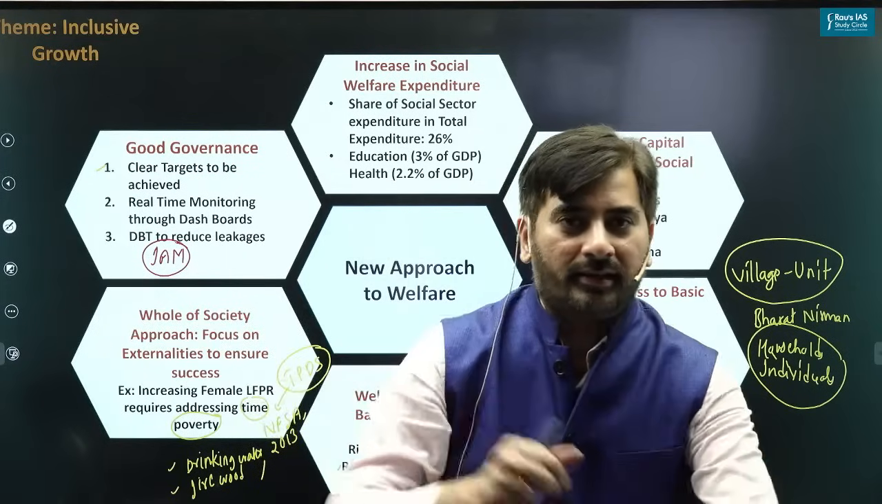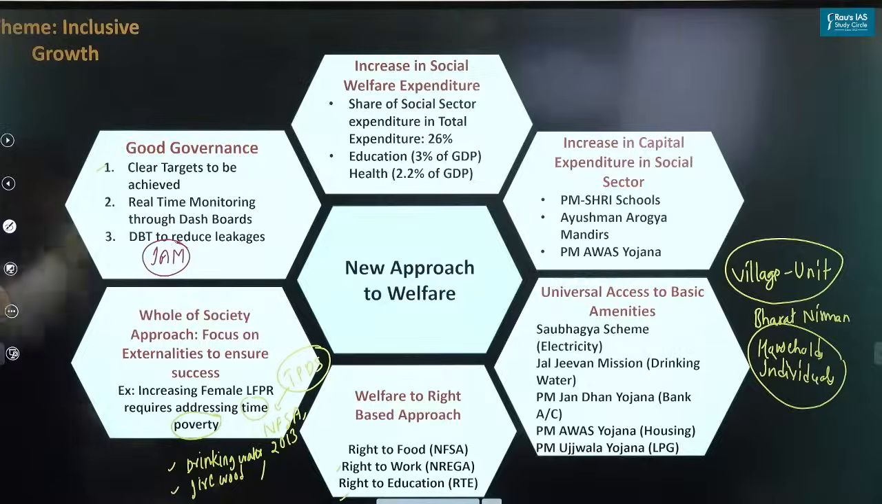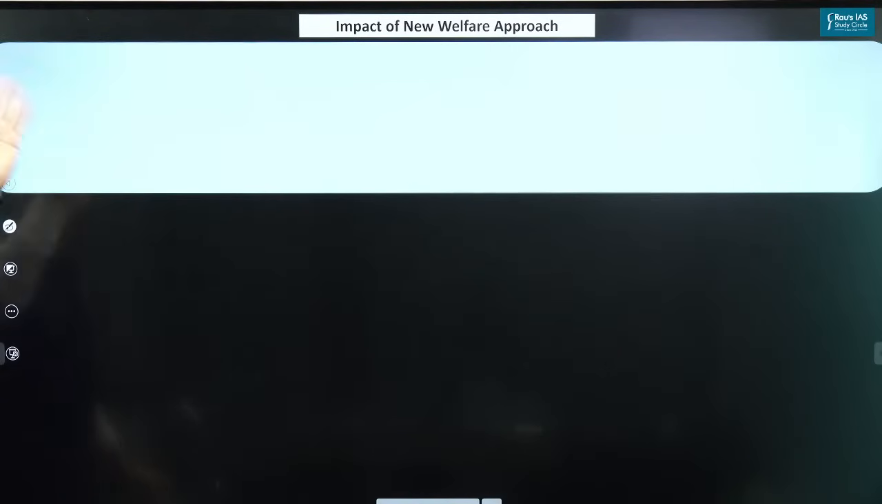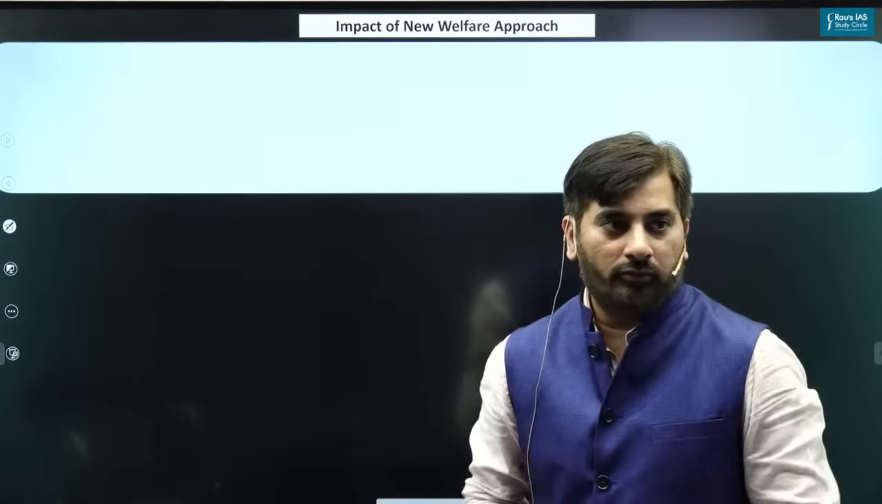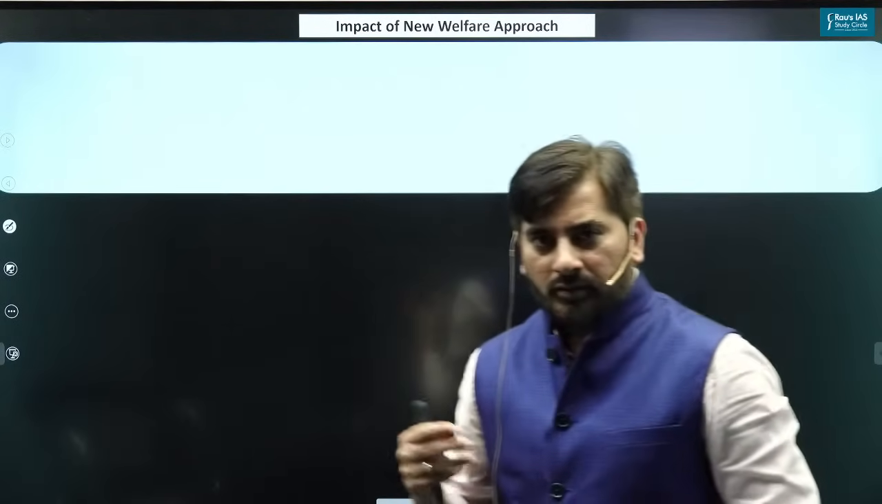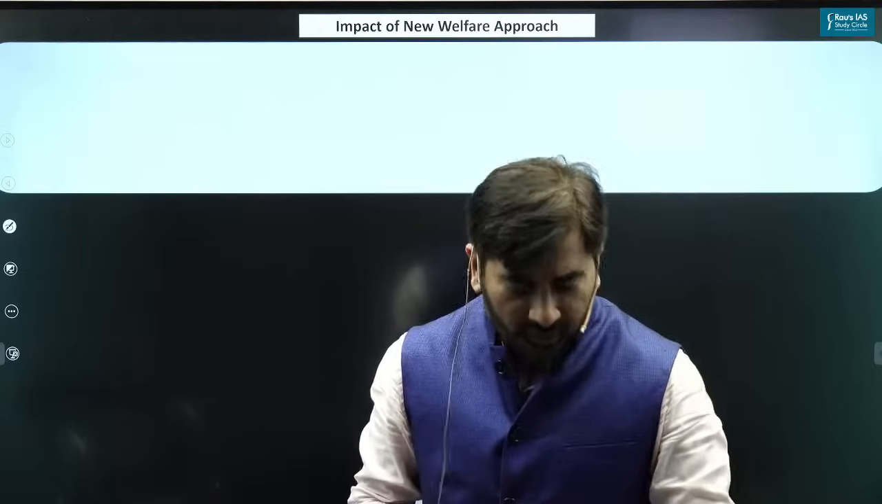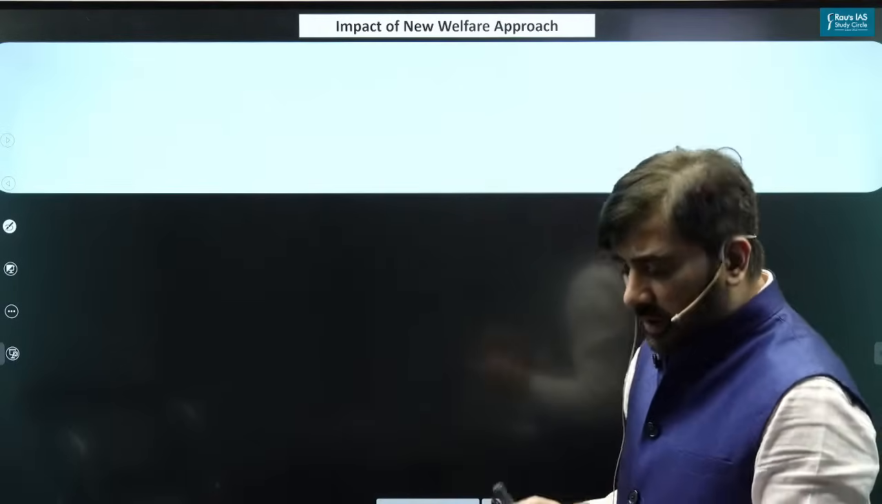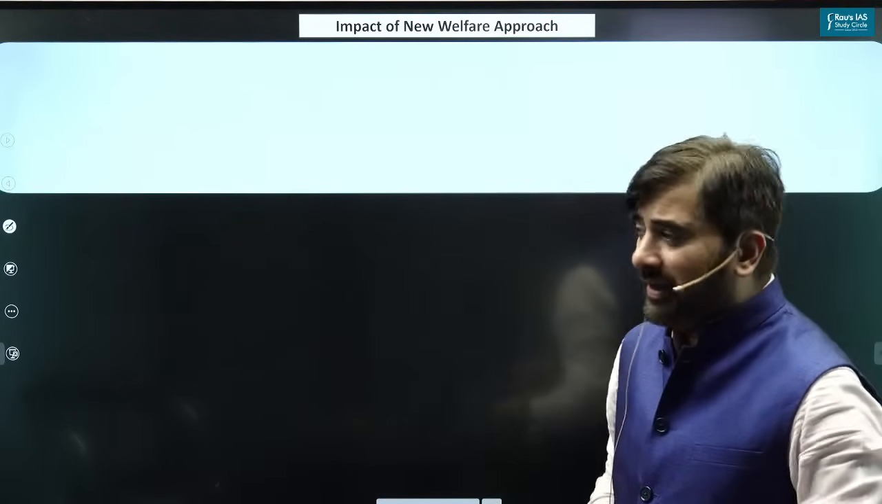I hope this part is clear, everyone. So, based upon this, let's understand what is the impact of the new welfare approach. Now, these are some of the fodder points which you can very well use in your mains examination. To what extent has the new welfare approach benefited the social indicators?